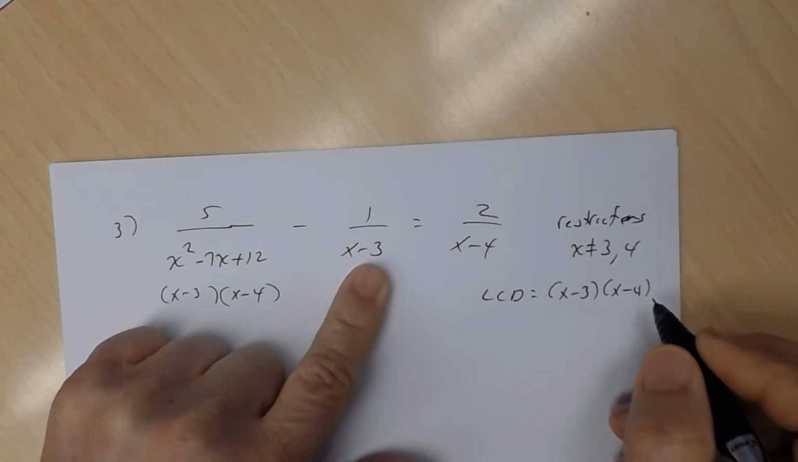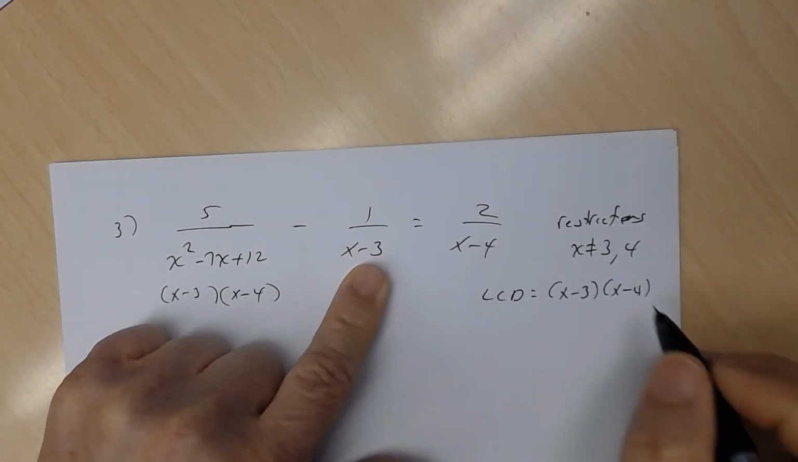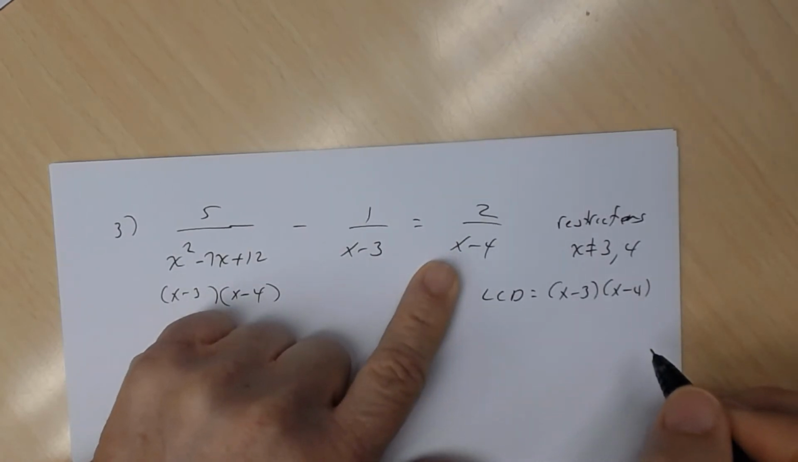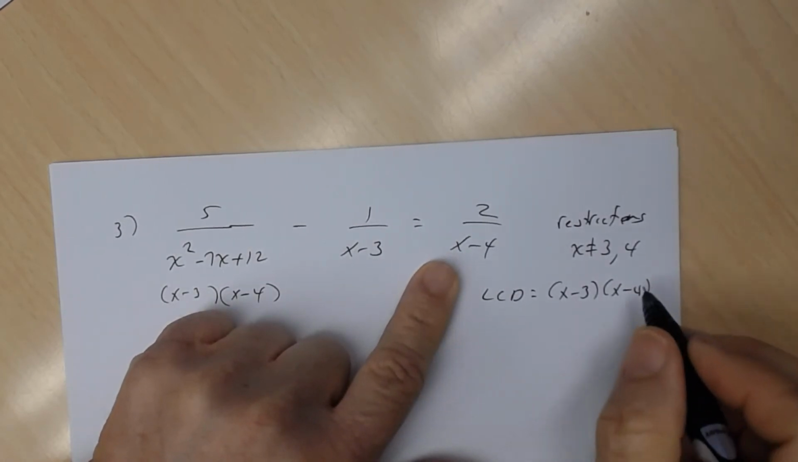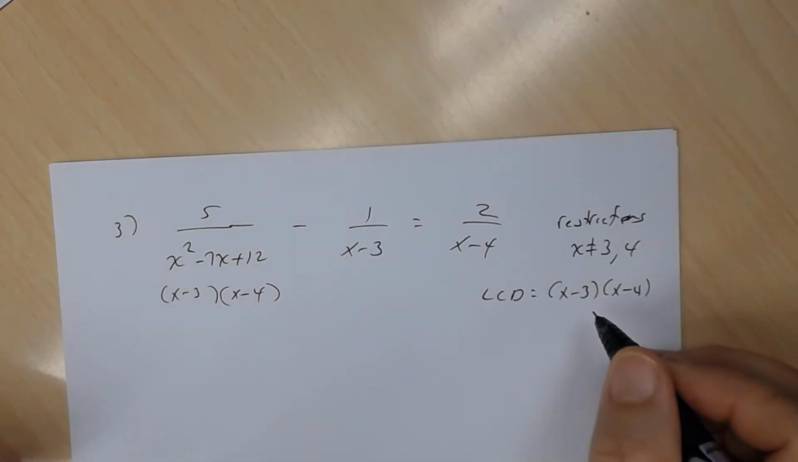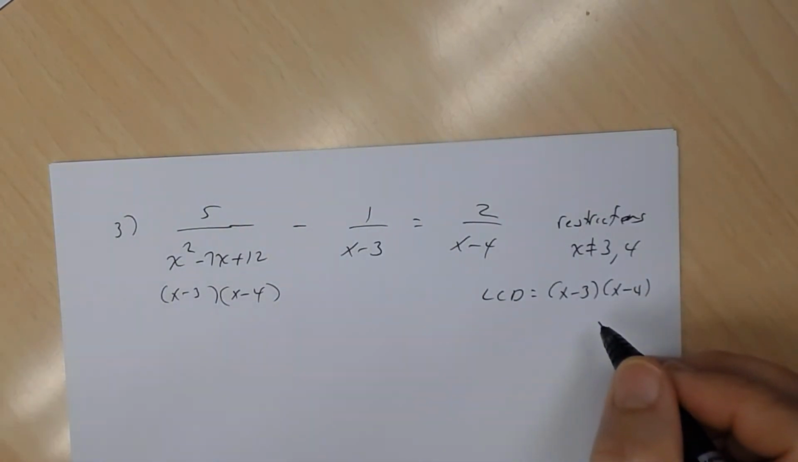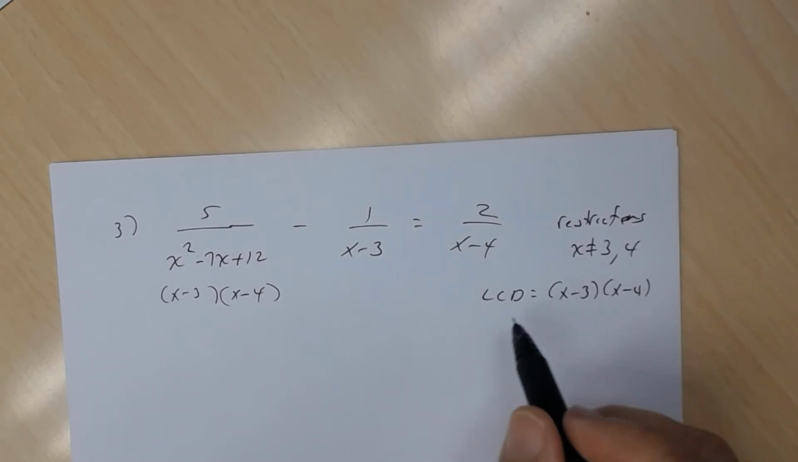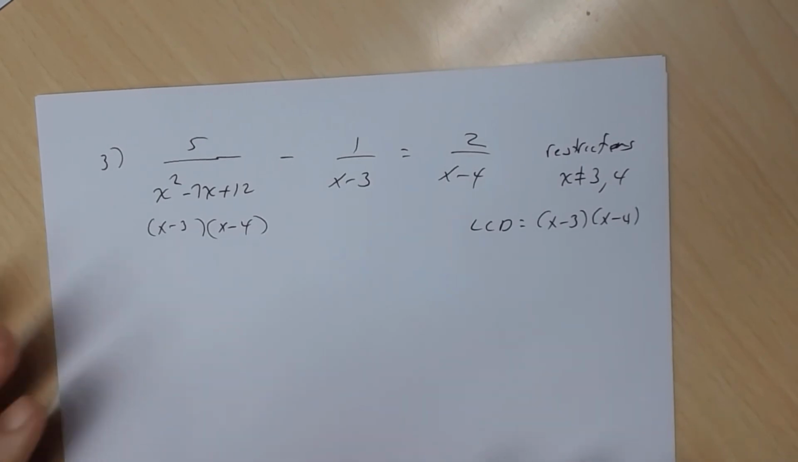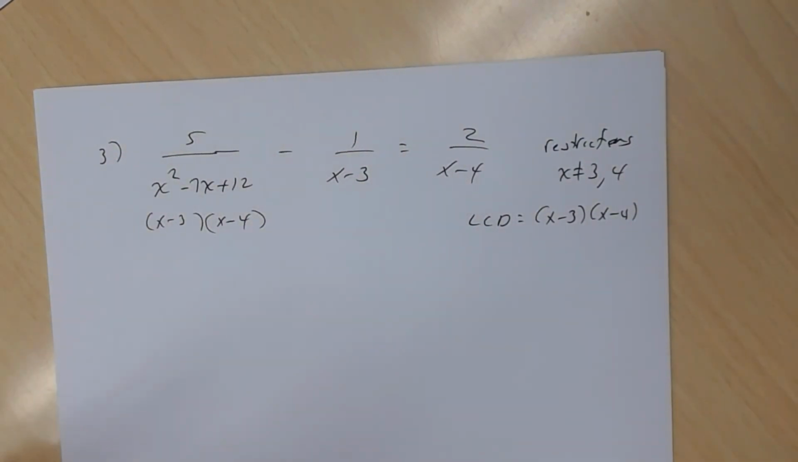The next factor I see is x minus 3. I already have it. Don't write it again. X minus 4, I already have it. So if you write it again, it's no longer the LCD. It's just a common denominator. It's not the least, so you want the least. So only use it once. All right, so there's your LCD. Now the next step follows what we've done before.